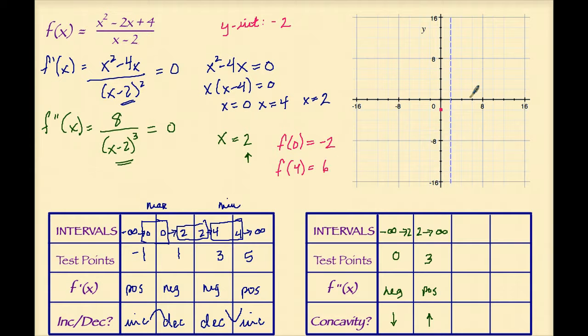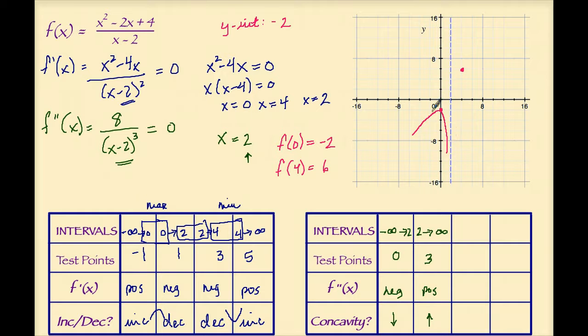So let's go ahead and plot that point. 4, 6, which is here. And of course, we already have the point 0, negative 2 plotted since it was our y-intercept. Now, on the left side of 0, we have a function that's increasing and concave down. And even on the right side of 0, even though it begins to decrease there, it's still concave down. So my thoughts would be, since we have an asymptote here, and it's bounded by that asymptote, that we would have something like that.